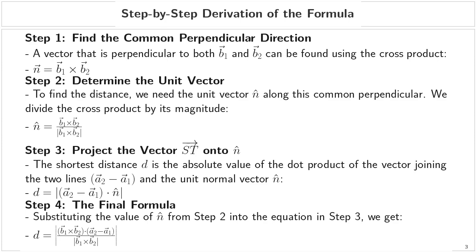The shortest distance d equals the absolute value of the dot product of the cross product of b1 and b2, with the vector a2 minus a1, all divided by the magnitude of the cross product of b1 and b2. This formula might look intimidating at first, but as you'll see in the next slide, it's actually a very logical progression of vector operations. We'll use a real-world analogy next to help solidify this intuition.